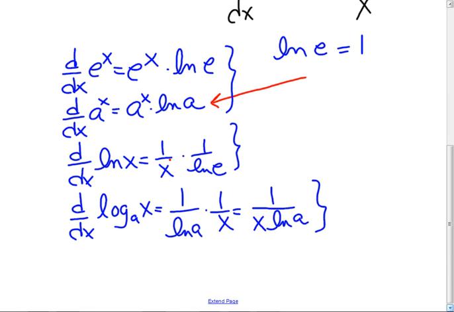Just so you can see that e to the x is e to the x log e, a to the x is a to the x log a. Just to see the patterns. It's the same thing. But we don't write that because it's just 1. Don't have to. Okay, I think we should do some problems.